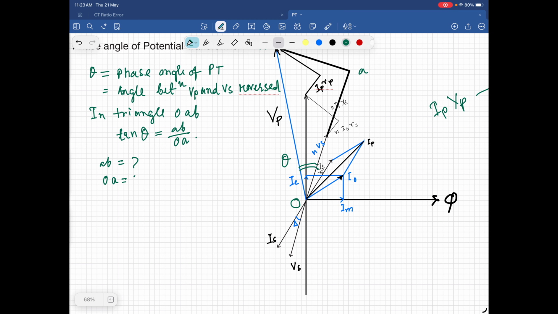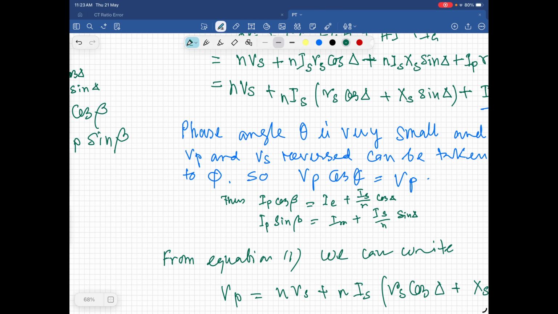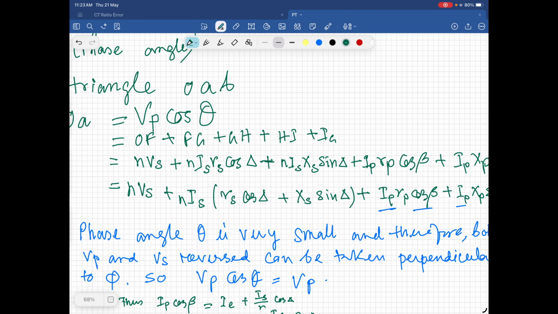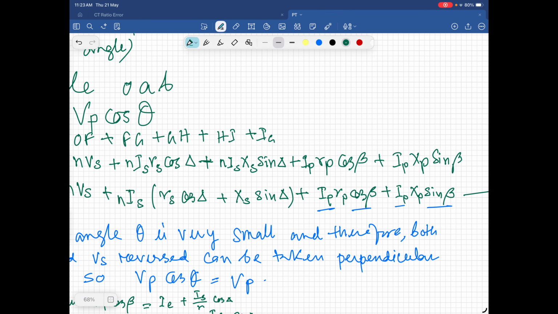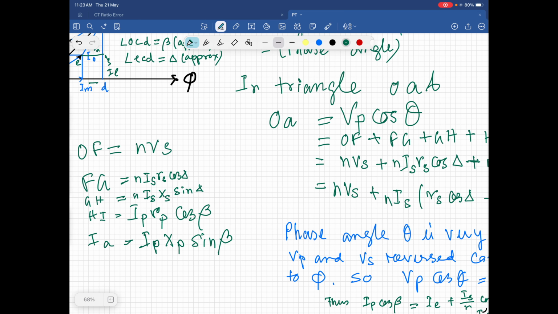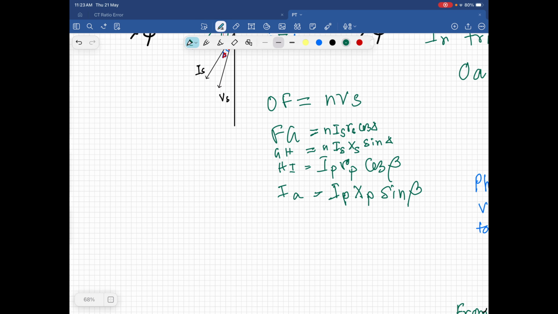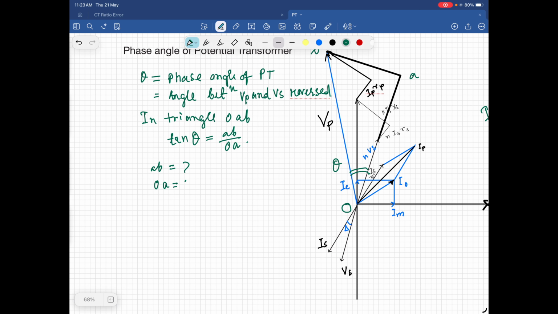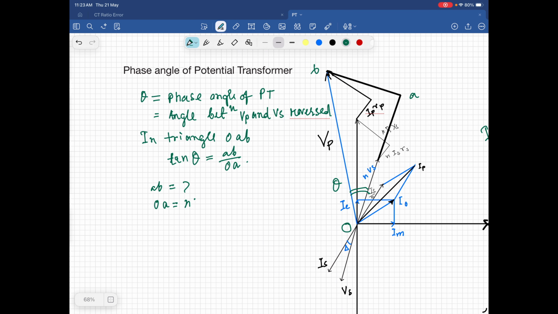So in the derivation of transformation ratio, we have seen that OA is equal to NVS plus NIS into (RS cos delta plus XS sin delta) and IPRP cos beta and IPXP sin beta. So now we know OA from the transformation ratio derivation. Now AB is equal to what? So I am writing down the expression of OA again.